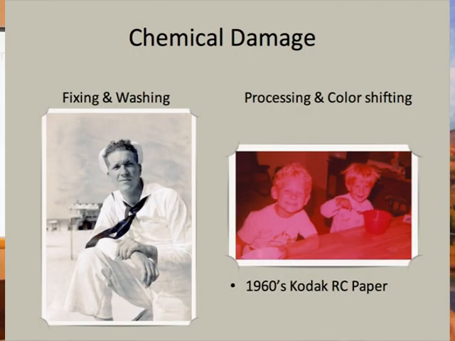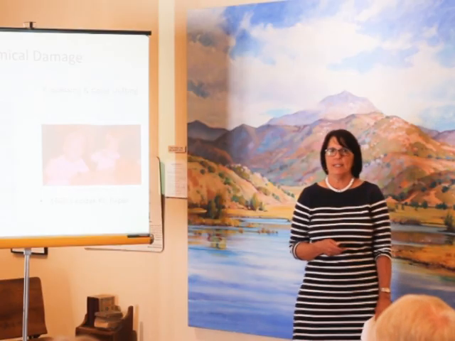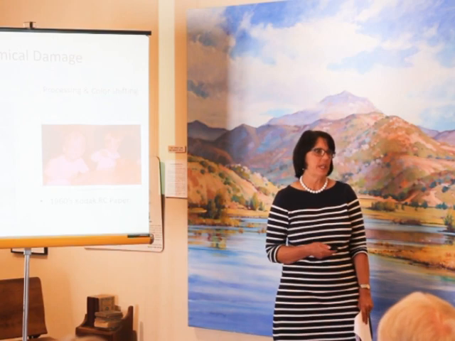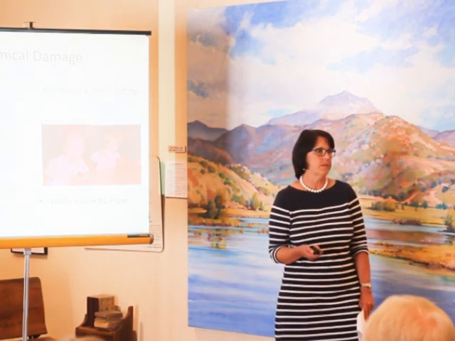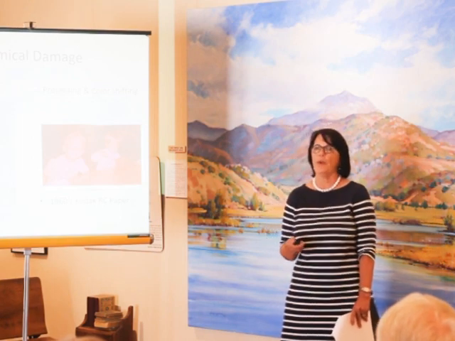These are examples of some of the chemical damage. This one on the far left is an example where it was not washed and fixed properly, so you see a lot of gray in the background particularly. The one on the right is poor processing and color shifting. Unfortunately, in the 60s, Kodak brought out a new paper called RC paper, and professionals as well as amateurs alike used the paper as their main paper source. It was a wonderful paper.